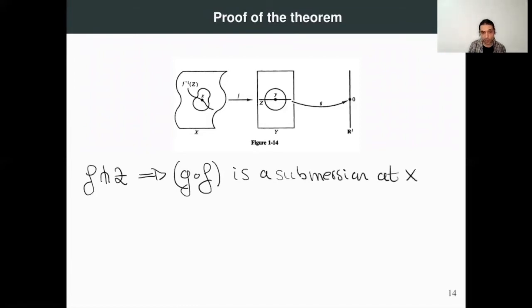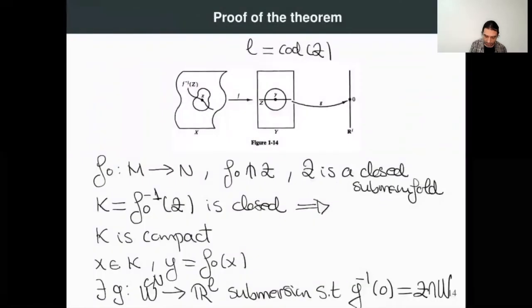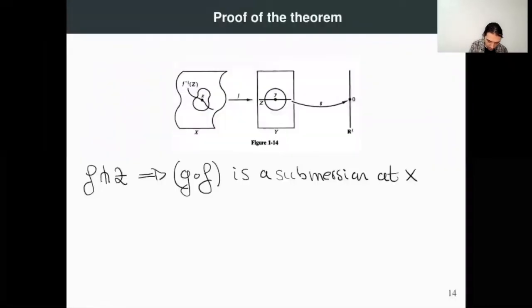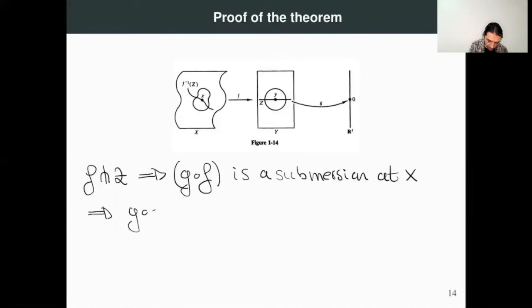We were considering a point X in K, right? But if this happens, then the composition is also a submersion. That here is F0, of course. But if this happens, the composition of Ft and G is going to be a submersion at some open set.